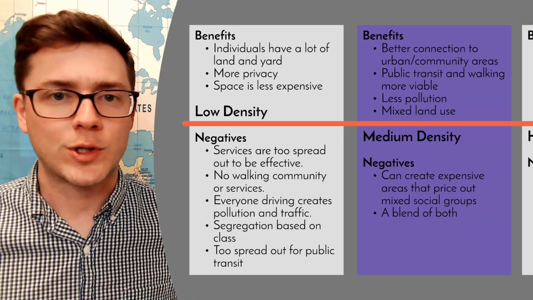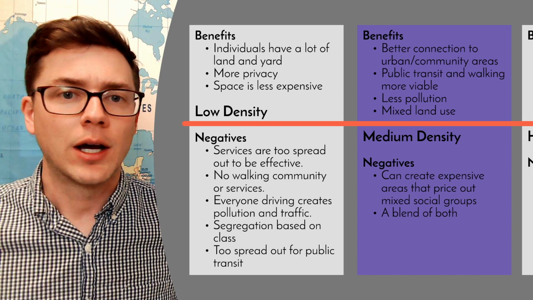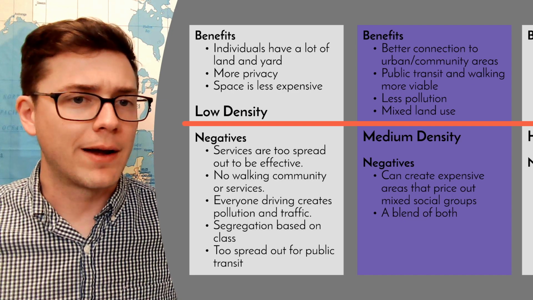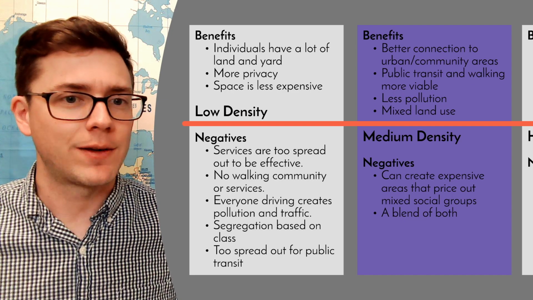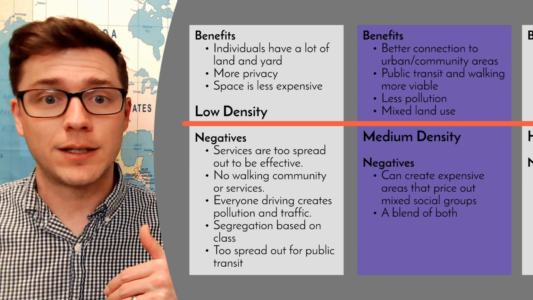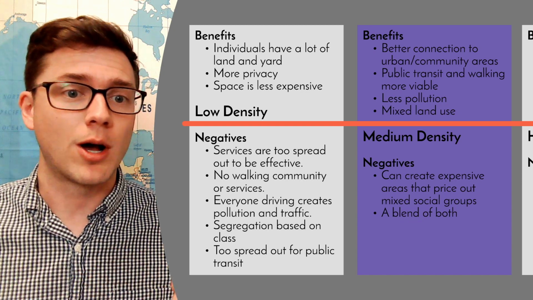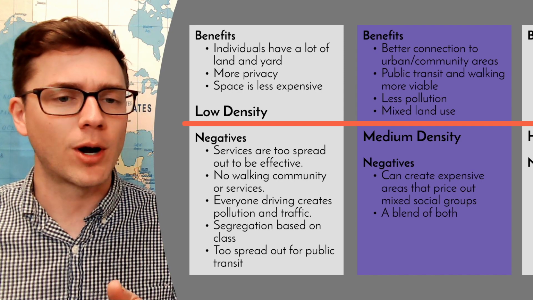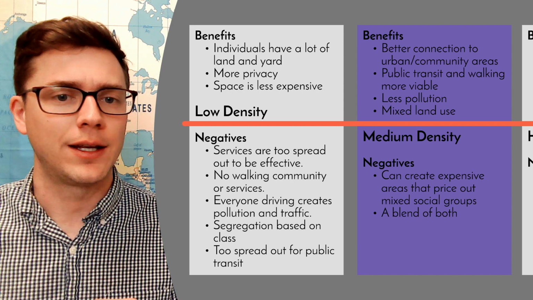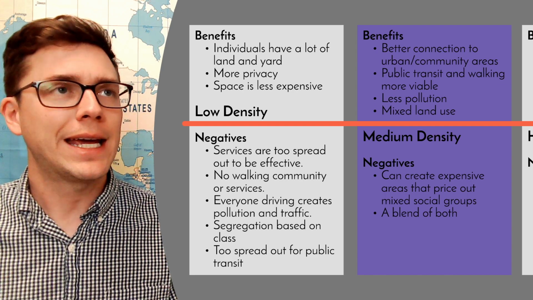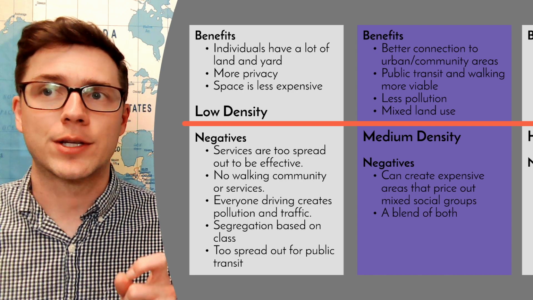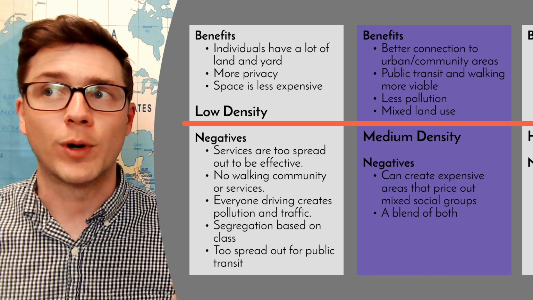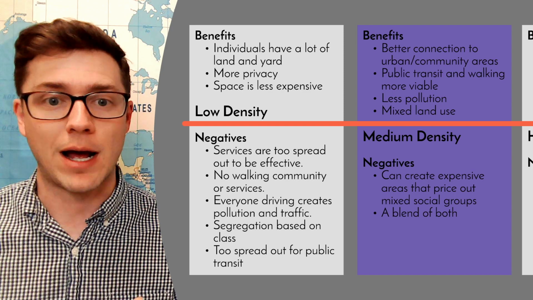Low-density housing, which is around the school that I teach at, provides individuals a lot of land and yard. It gives you more privacy, and space is less expensive out in the suburbs so that you can have land to let your kids play on or let dogs out or just to have some space between your neighbors. The negatives are that services are spread too thin to be effective. So you can't have public transportation out in the suburbs that's really effective because it doesn't make sense to install a rail when so many people own their own cars and are spread out.